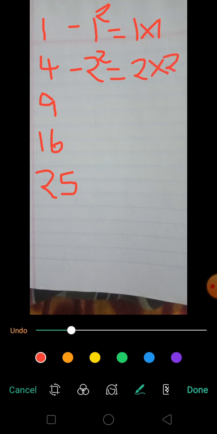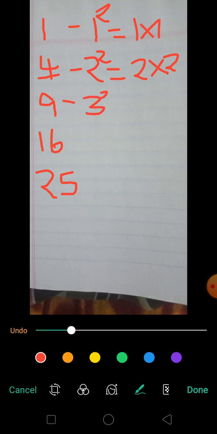So this is another method, the square method. 1 square means 1 into 1. 1 into 1 is 1. Ones are 1. And then this is called 2 square. 2 square means 2 multiplied by 2. 2 twos are 4. This is our answer.